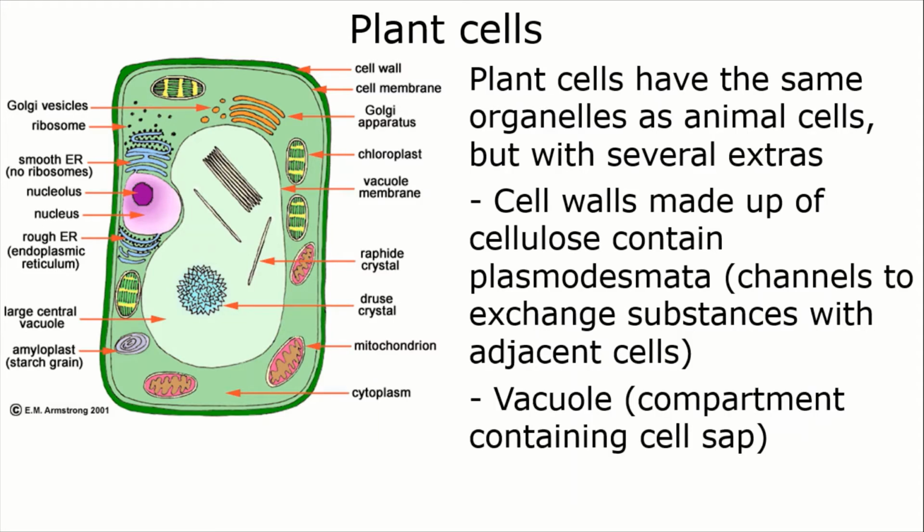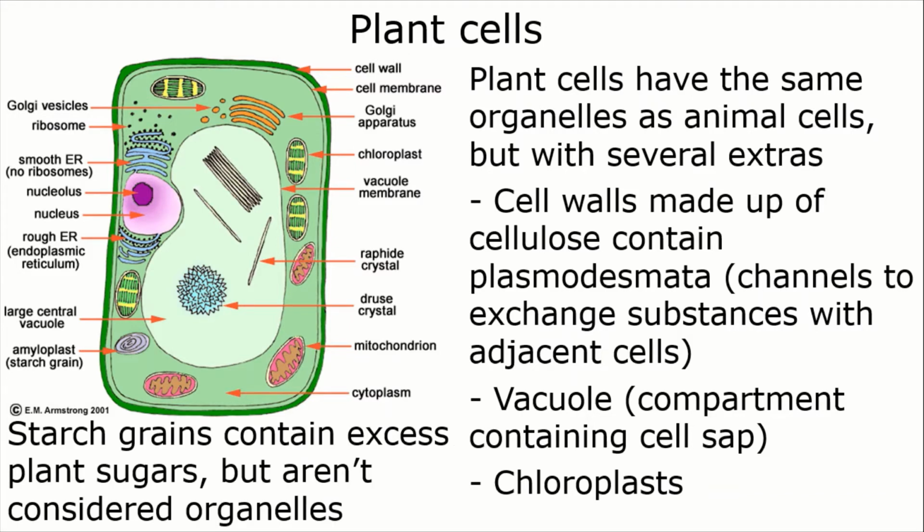Plant cells also contain a vacuole, which is a compartment containing cell sap, and it can also be used to trap in toxins. They also contain chloroplasts, which you should know from GCSE, help a plant to photosynthesize and produce its own sugars. Plant cells also contain something called starch grains, and these contain excess plant sugars, but these aren't actually considered as organelles.